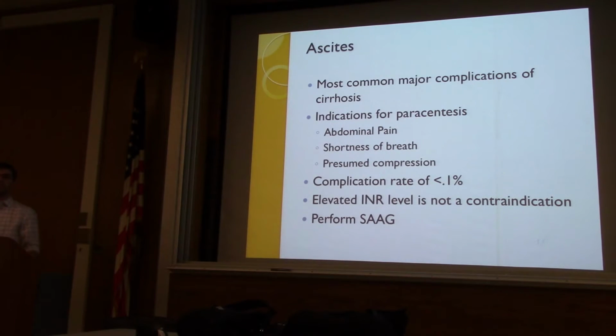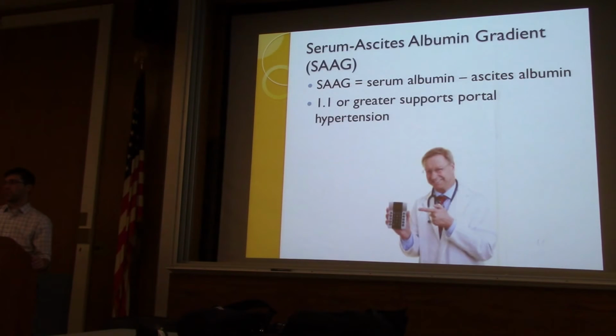And then one thing that always comes up is, do you do an INR before you do the paracentesis? Do you not? At this point, I think the general consensus is that you don't need to check for an INR because it's not a contraindication. But one thing that is important is performing a SAAG. A SAAG is the serum albumin ascites albumin gradient. This gives you a lot of indication as to what's really the cause. It's kind of like our Light's criteria for abdominal ascites.